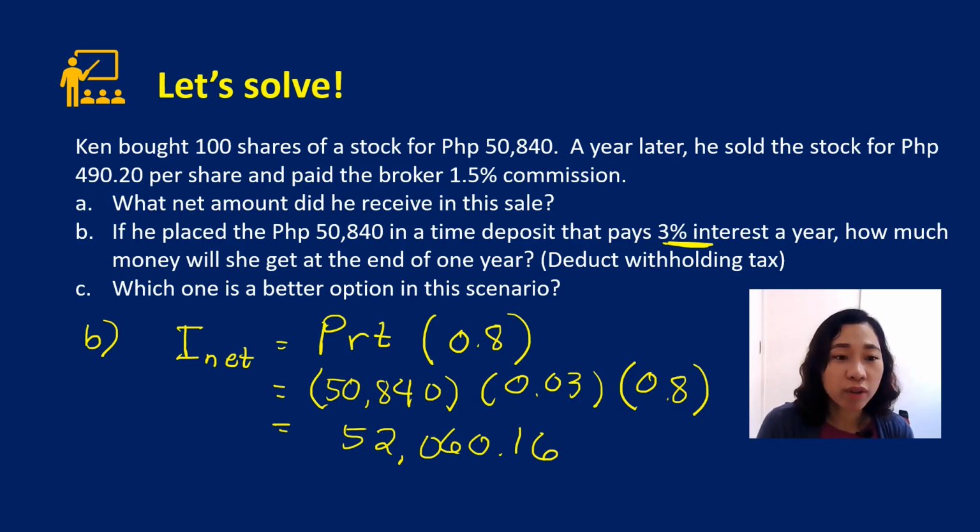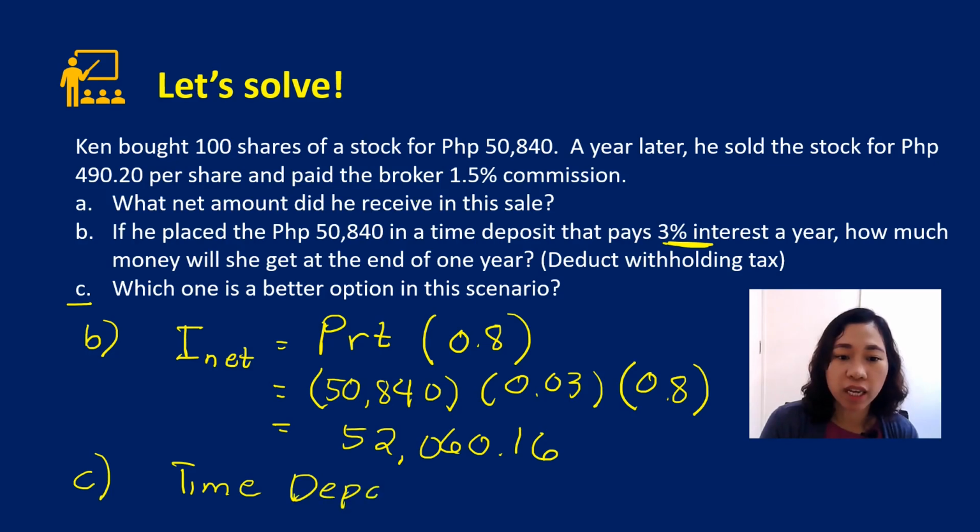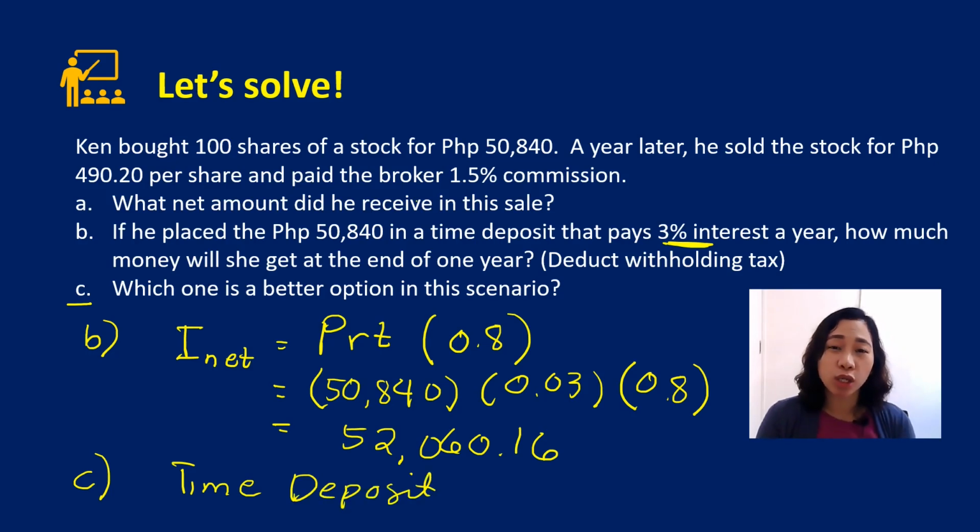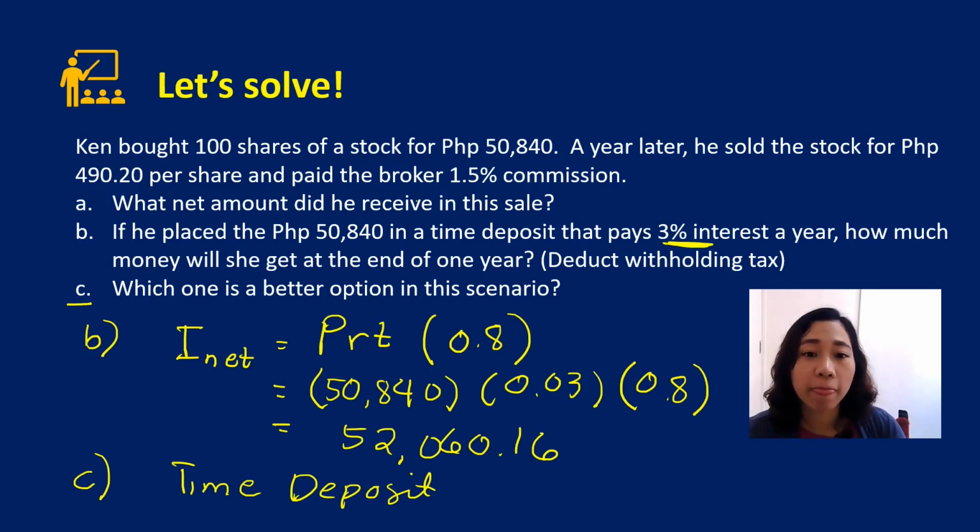So obviously, for letter C, which one is a better option in this scenario? The better option is the time deposit, because as we have seen here, he actually encountered a loss when he invested in stocks.